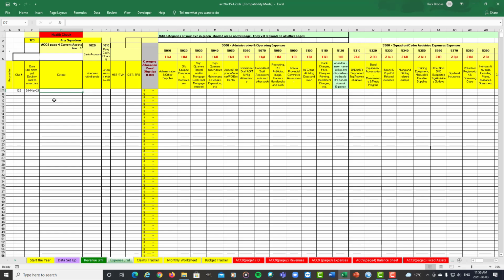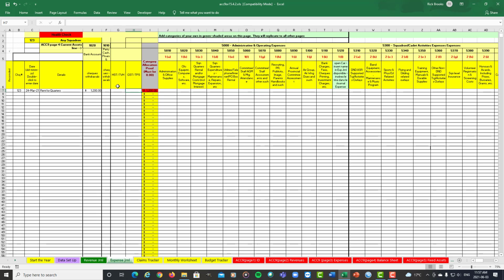But let's say now we had to pay rent on our squadron quarters. And we wrote a check for $1,200. Now, if the cost of the rental of the squadron quarters had included an HST, you fill that in at this point. Okay, so you would fill in the HST and the GST amounts.